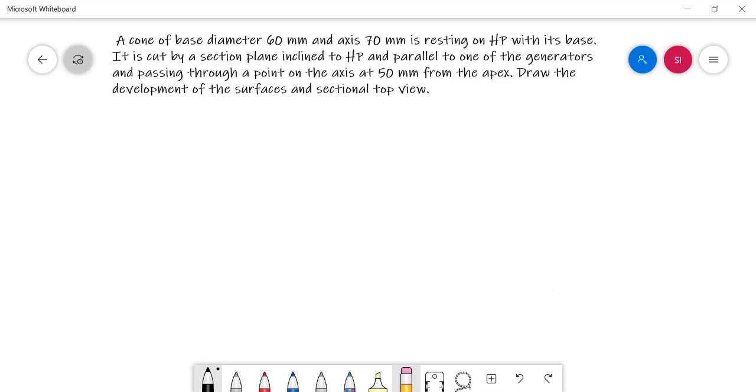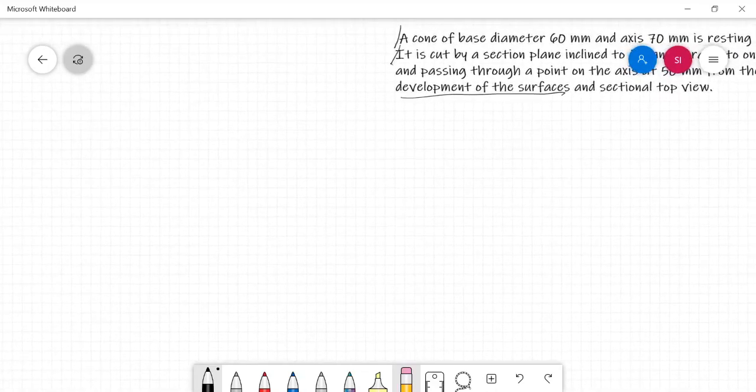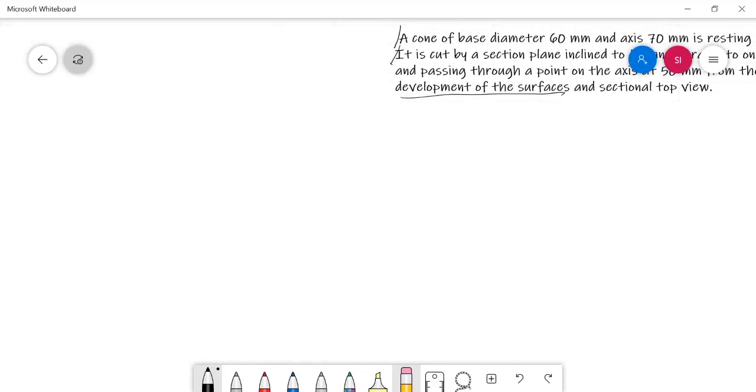Draw the development of the surfaces and a sectional top view. This is the question. Here, first we need to draw the solid, and then with the given cutting plane we need to cut the solid. After that we have to draw the development of the surfaces. As usual, we need to perform three stages of work in this problem. So first of all, we need to draw the front and top view, that is the projections of the solid.